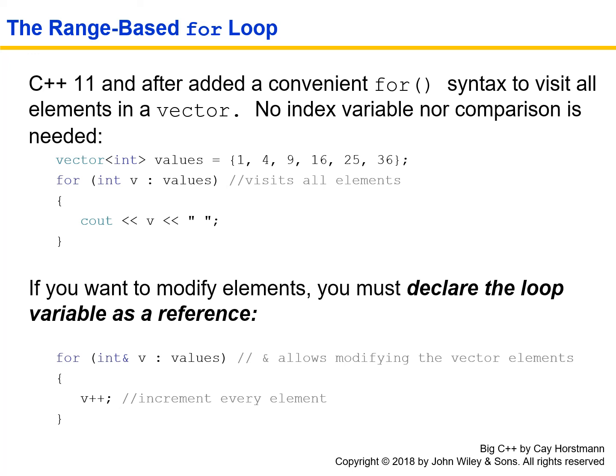And then the C++ range-based for loop works with vectors as well. You can do for int v colon values, and then v will get each value from values, copied to v one at a time as you go through values. If you want to be able to change the original array, you put an ampersand after your int and make it a copy by reference.